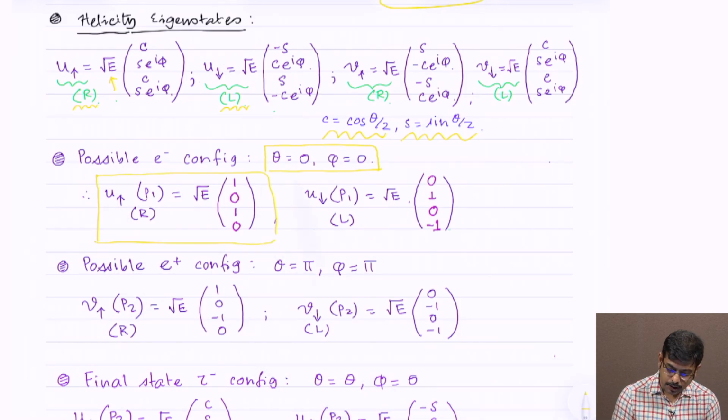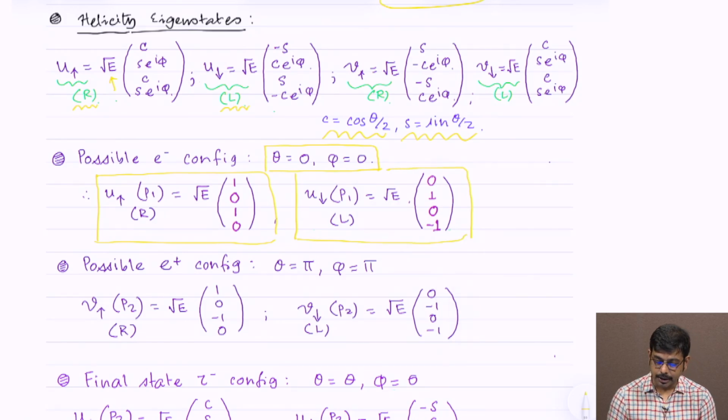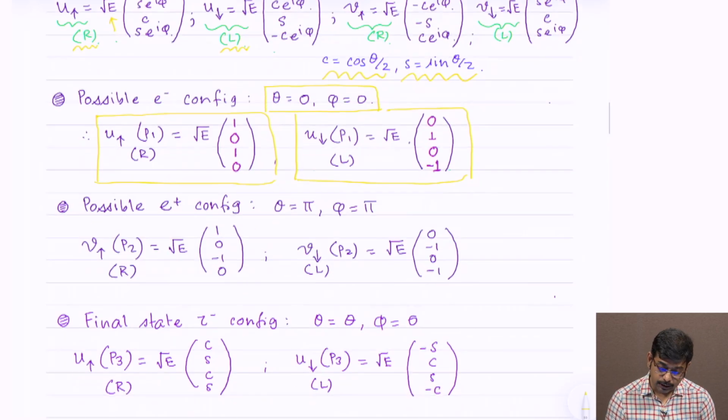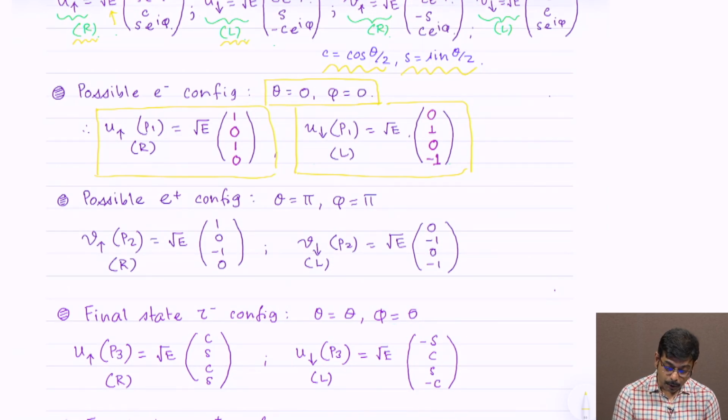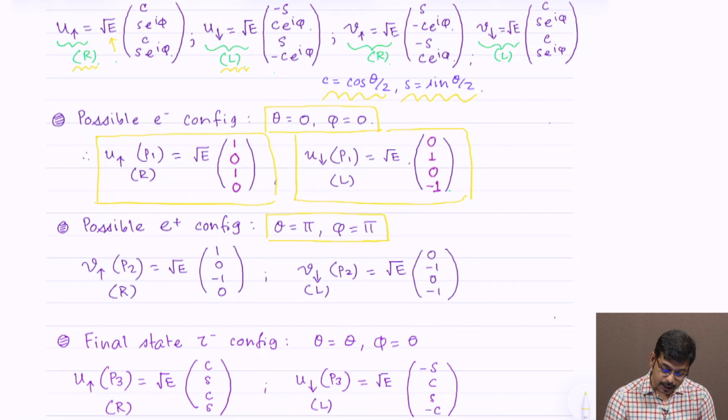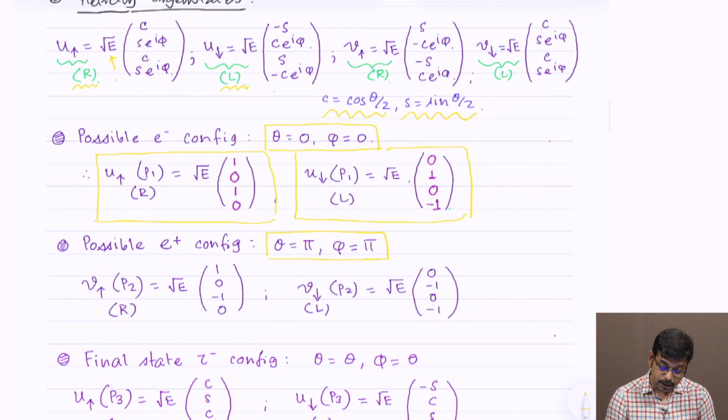in the experimental configuration in the center of mass frame, where the electron is moving along the z axis. So what is the possible e plus configuration? The e plus is moving opposite to the z axis, correct. Therefore, theta will be pi and phi will also be equal to pi. In this limit, for the e plus configuration, we have to talk about the anti-particle spinors.